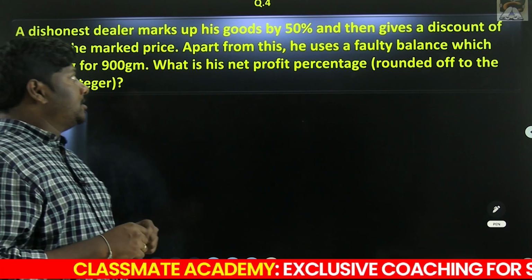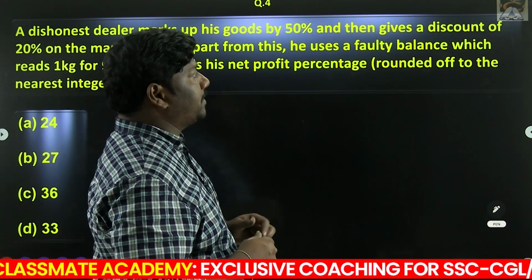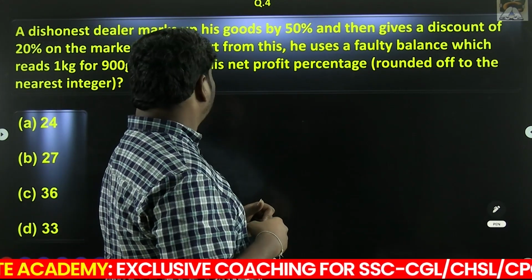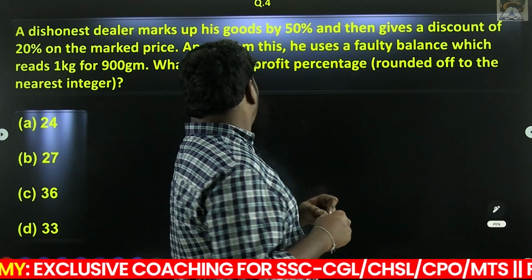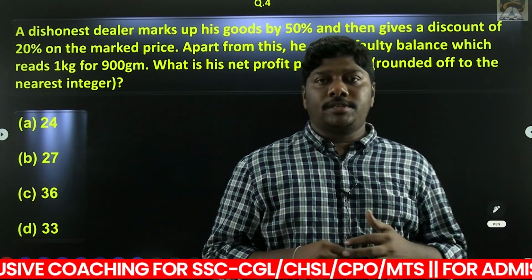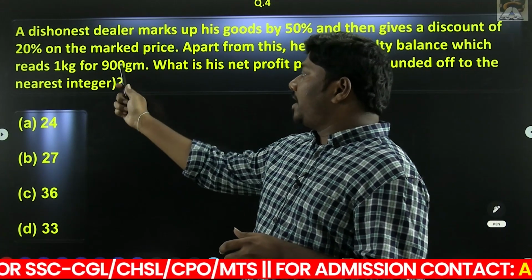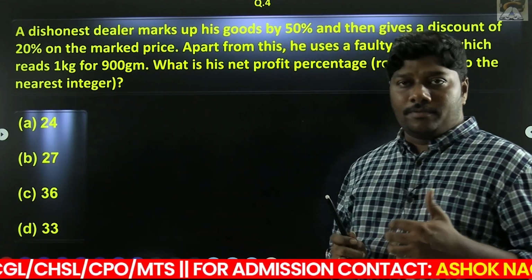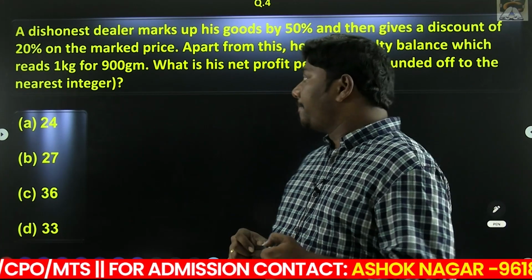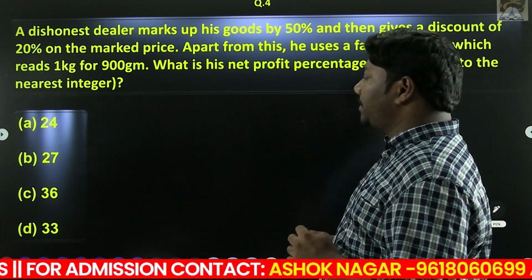A dishonest dealer marks up his goods by 50% and then gives a discount of 20% of the marked price. Apart from this, he is using a faulty balance where he says 900 grams for 1 kg. 900 grams is 1 kg he is saying. Now, what is his net profit percentage?